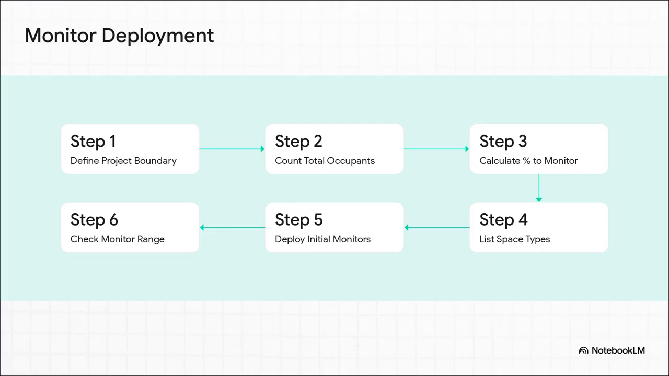So here's the roadmap. You start by defining your space and counting up everybody who uses it. Then you figure out how many of those people need to be covered by the monitors. After that, you list out all the different kinds of spaces you have, offices, meeting rooms, cafes, whatever, and then you start placing monitors to cover each type of space, making sure they're all within range.